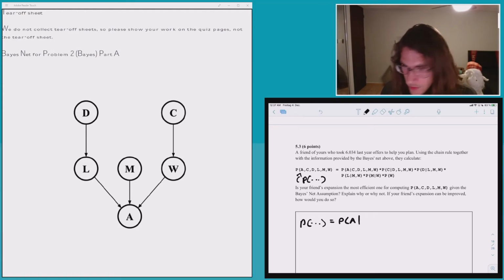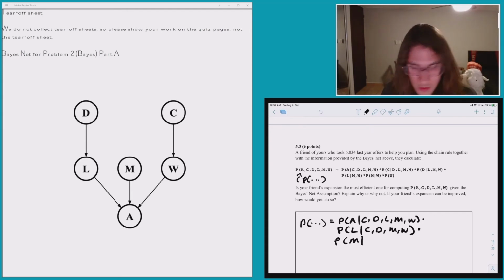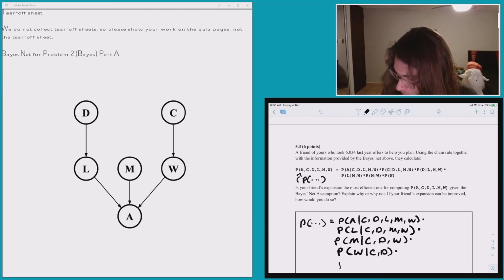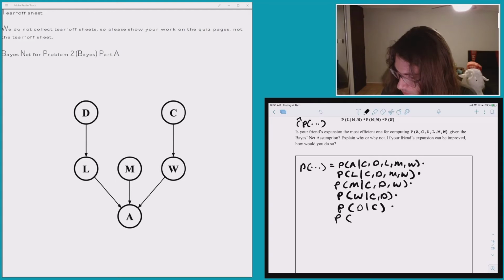So this is the probability of A given C, D, L, M, W, times the probability of L given C, D, M, and W. And because I'm going up by levels, I wouldn't go up to D, I would go sideways to M. The probability of M given everything else, C, D, W, times the probability of W given C and D, times the probability of D given C, times the probability of C.